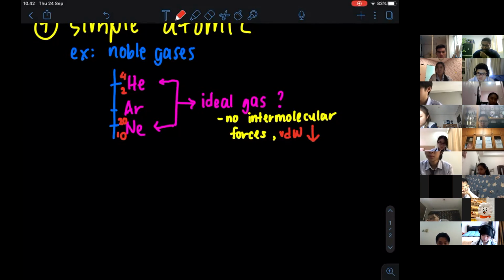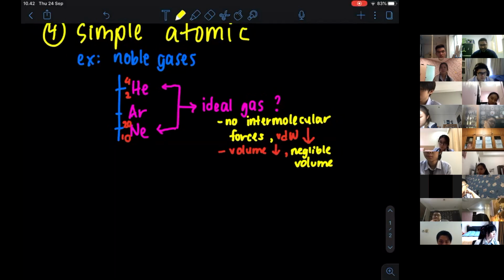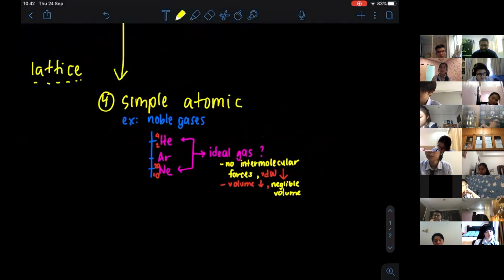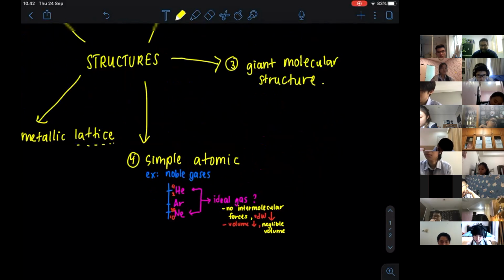Also, because they have fewer electrons, the volume is considered to be small, because according to the definition of an ideal gas, the volume of the particles is negligible. So in this case, they satisfy the terms of an ideal gas. Therefore, helium and neon, we categorize them under simple atomic.